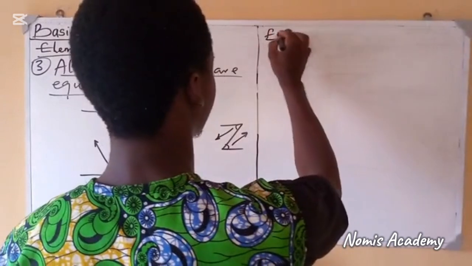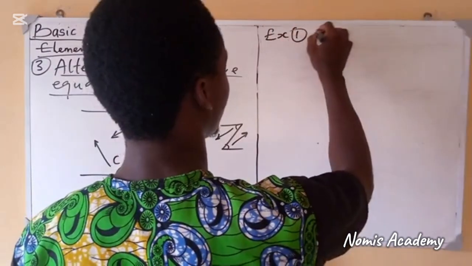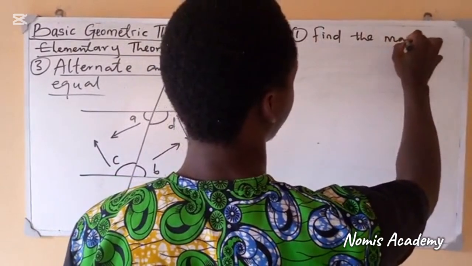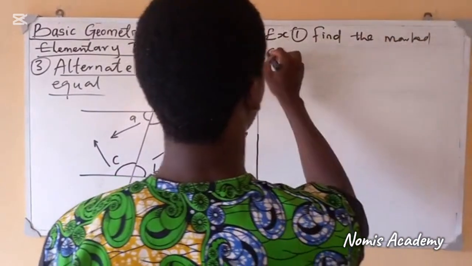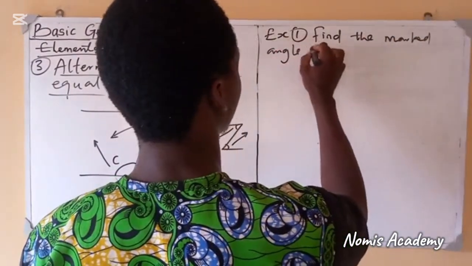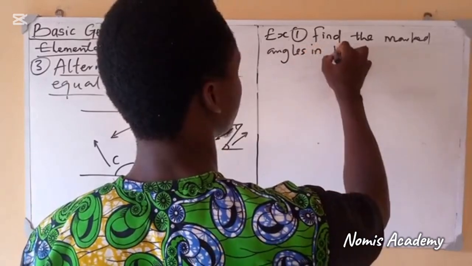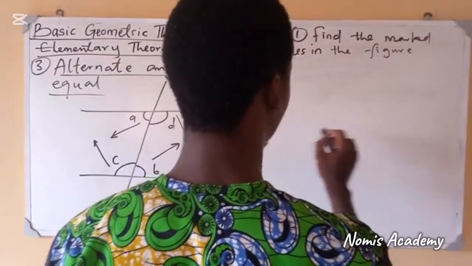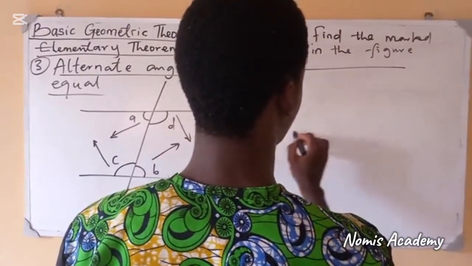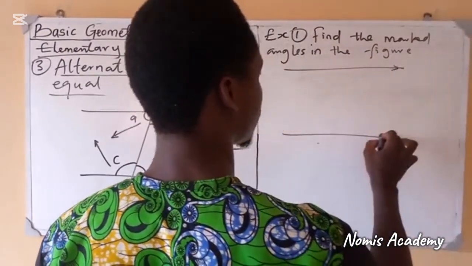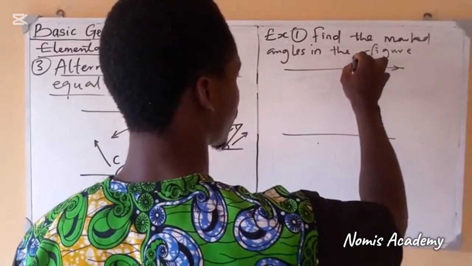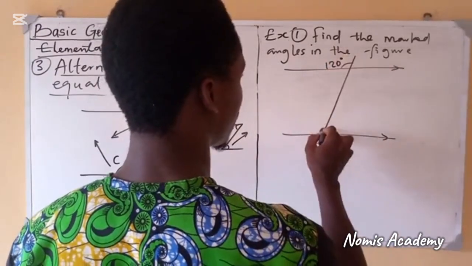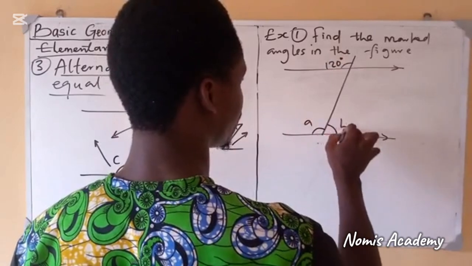Example 1. Find the marked angles in the figure. So we have parallel lines, this and this, and then we have this angle to be 120 degrees, and here is A and this is B.